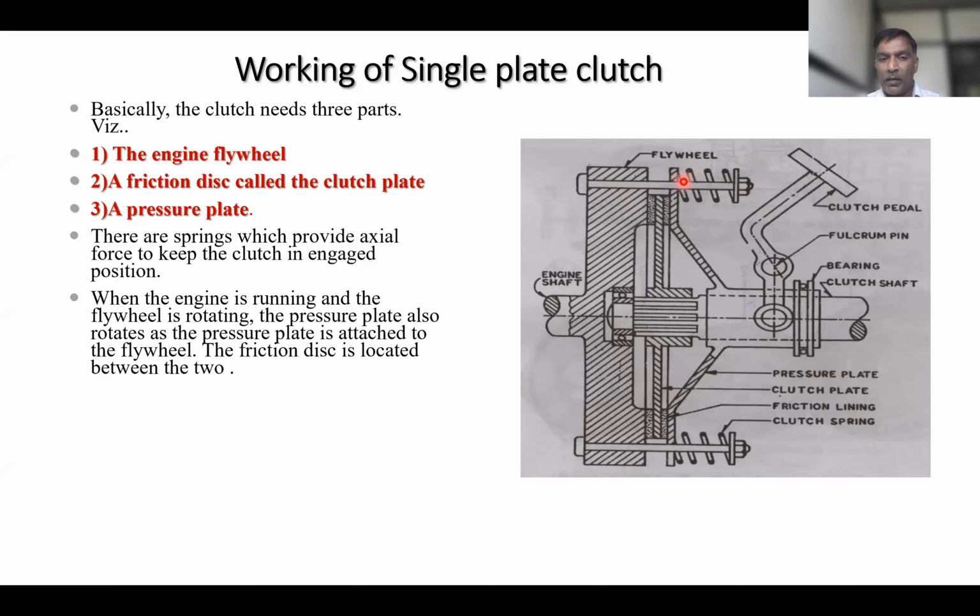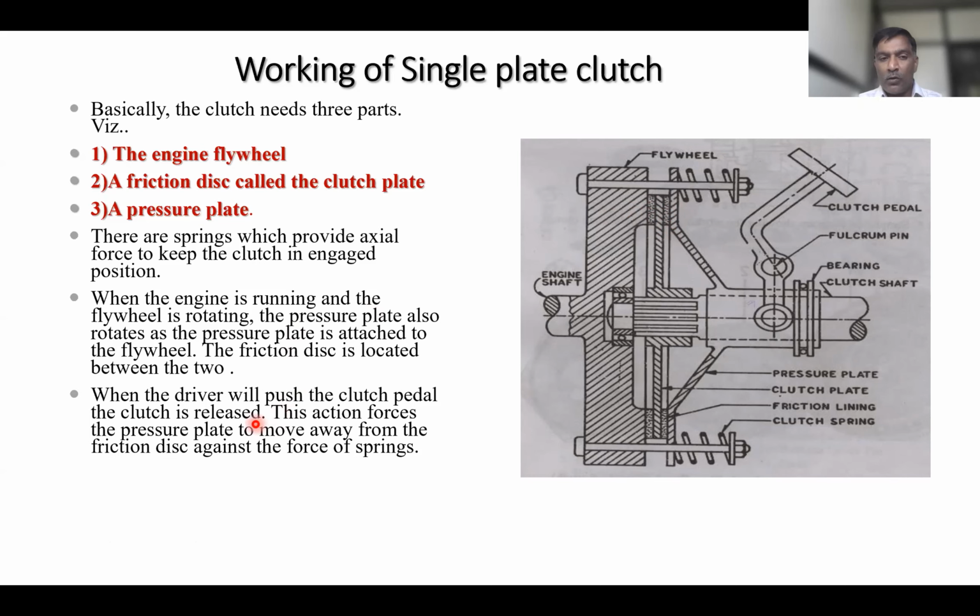Sachin, am I correct? Yes, sir. Okay. Then this third disc, the friction disc, is located between the two. Here is the flywheel and here is the pressure plate. Between the two is the clutch plate. Okay. So when the driver pushes the clutch pedal, the clutch is released. Now, this is the clutch pedal.